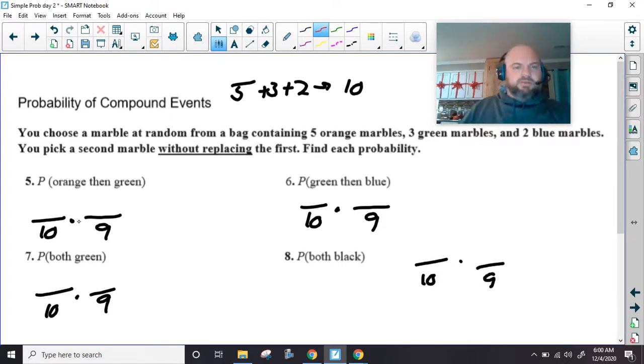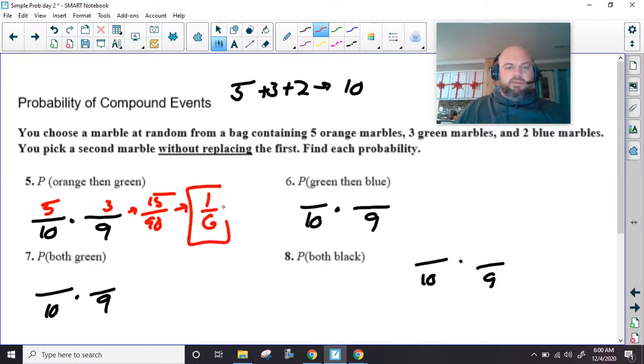All right, orange then green. That's 5 and 3, so this is 15 over 90. And yep, we finally made it to where I needed to grab my calculator. It's probably 1/6. Oh yeah, I just like to make sure. Oh, there you go, that's a 6.